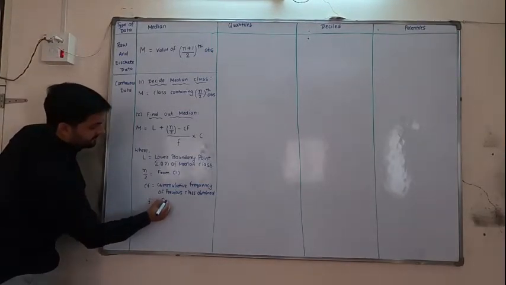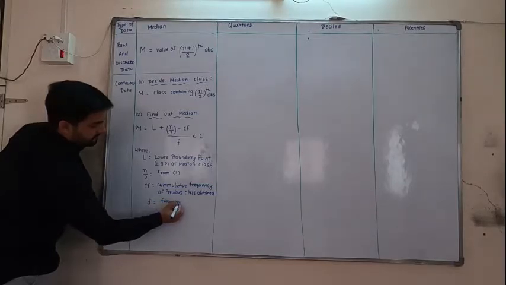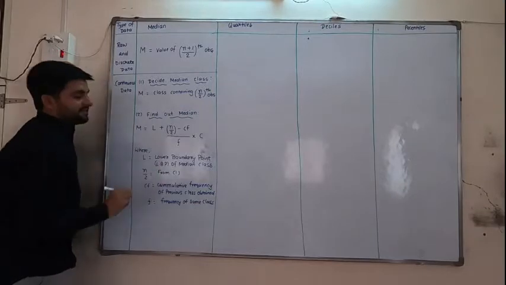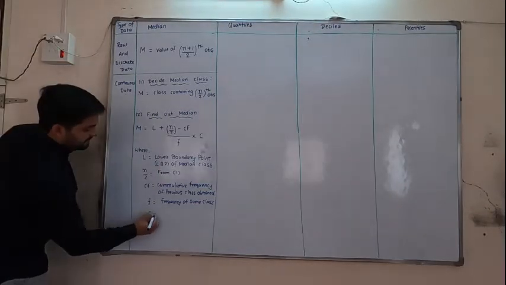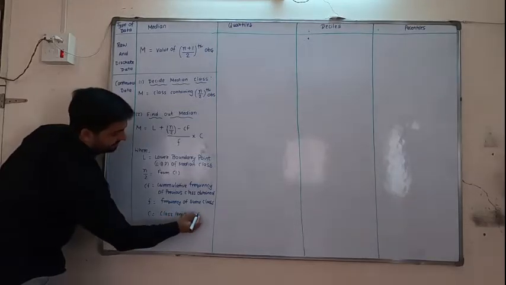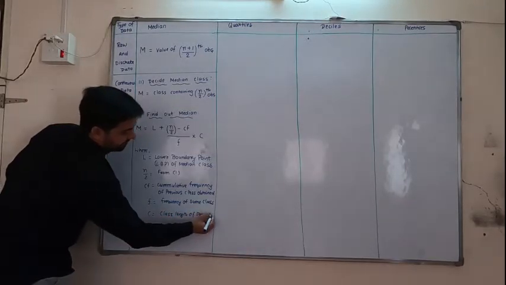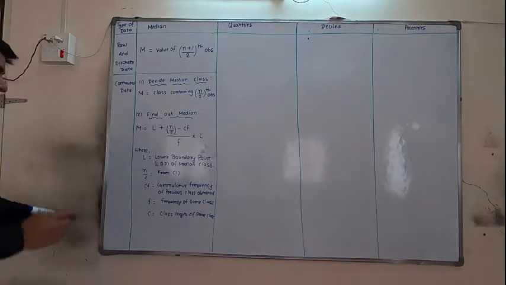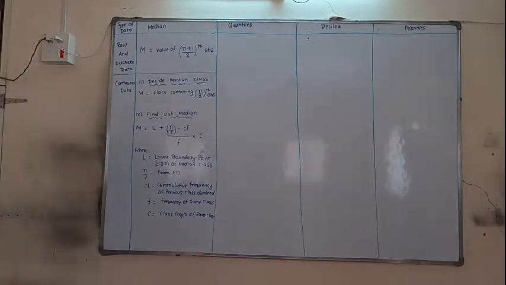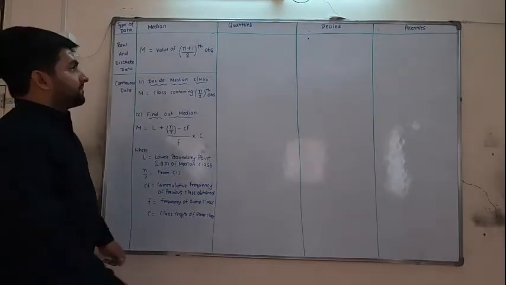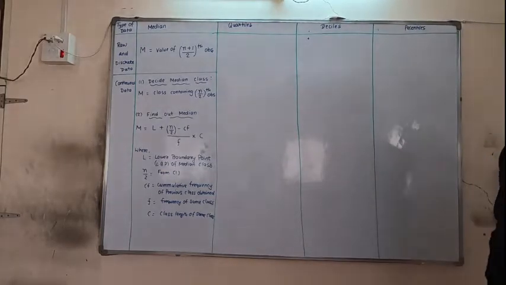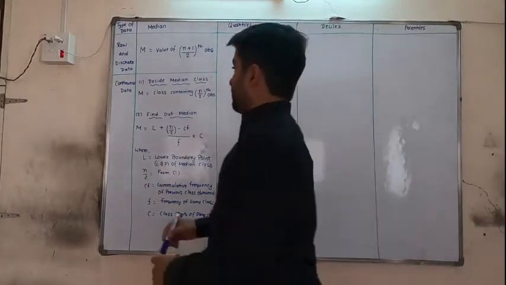Now F is frequency of same class, the class which is decided, that class frequency, and C is class length of same class, not other class. Class length of the class which is decided. Okay, so we have written the formula for median. Now we are going to formula for quartiles.